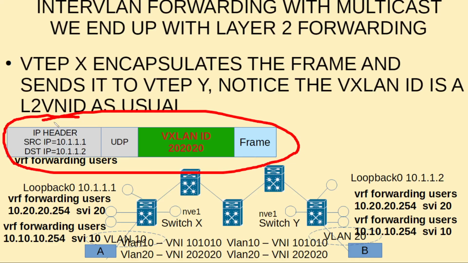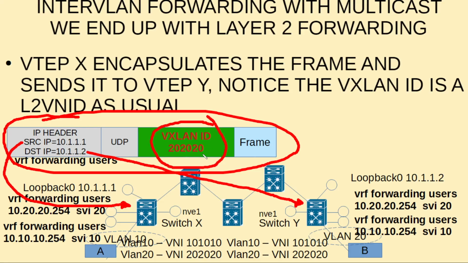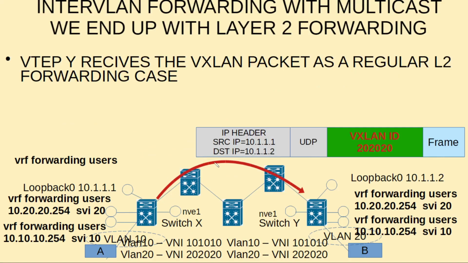Notice that the destination IP is actually the IP of the destination VTEP. The source IP belongs to the ID of the sending VTEP, and the VXLAN ID is actually the mapping for VLAN 20. So we are going to transport this encapsulation. This is regular layer 2 forwarding. As the receiving VTEP receives this packet, it is going to notice that this frame belongs to VLAN 20 and it is going to deliver it to the end host.